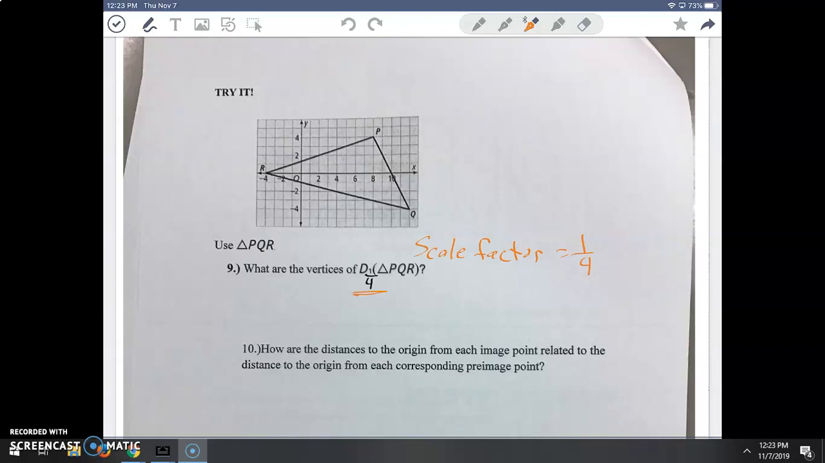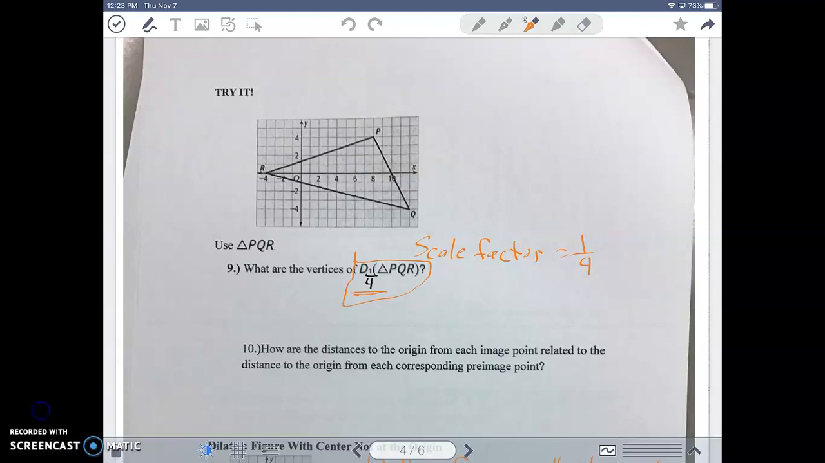Pause this, answer 9 and 10. Try to answer 10. We'll come back and talk about it. And remember, this is around the center of the origin because it only has this here. Okay, we'll talk about the other one later. Pause it, see what you get.